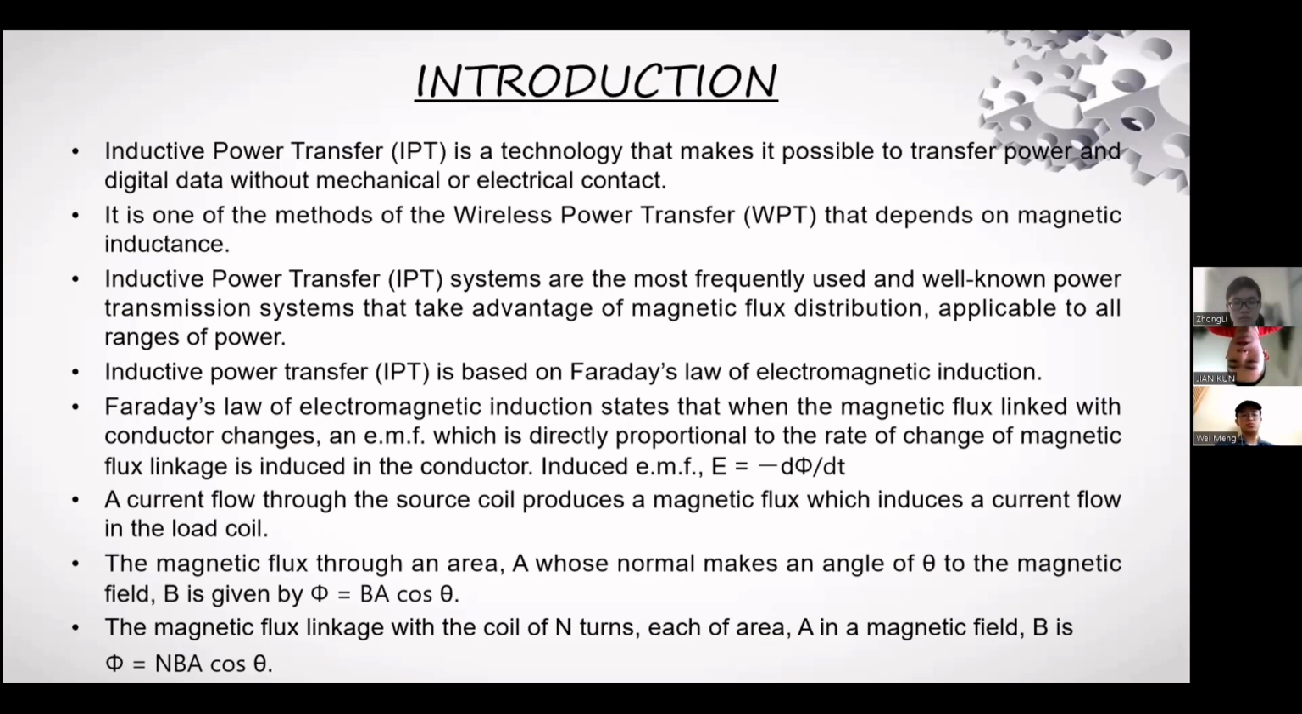A current flowing through the source coil produces a magnetic flux, which induces a current flow in the load coil. The magnetic flux through an area, A, whose normal makes an angle of theta to the magnetic field B is given by the product of magnetic field and area times cos theta. The magnetic flux linkage with a coil of N turns, each of area A in the magnetic field B, is equal to N times B times A times cos theta. Next.